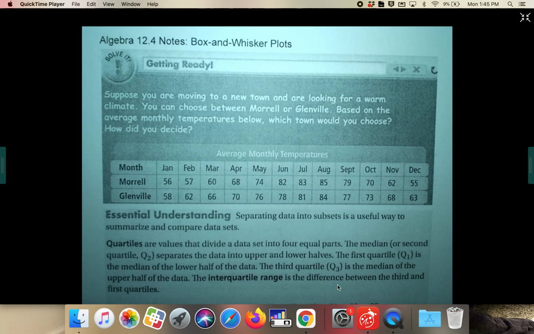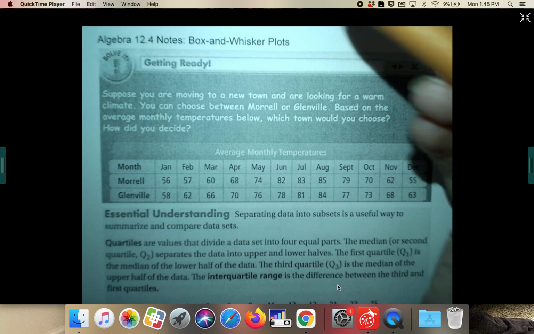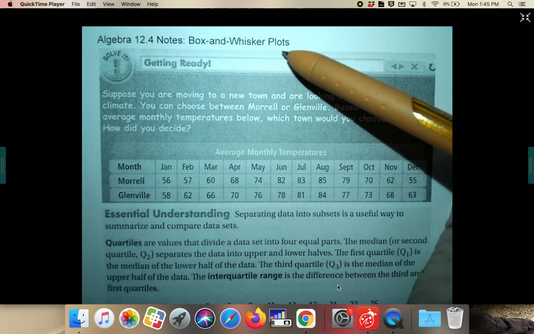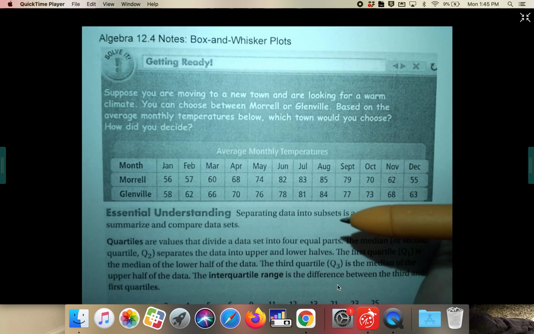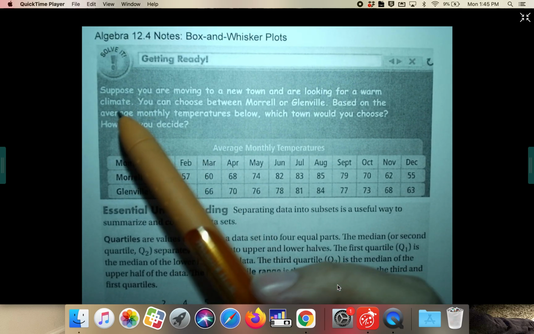Okay, we are learning 12.4 for algebra today. This is a set of data. It's box and whisker plots, and the box and whisker plots are going to be just a way of arranging your data. So here's your getting ready.